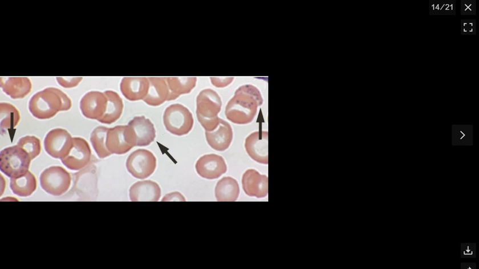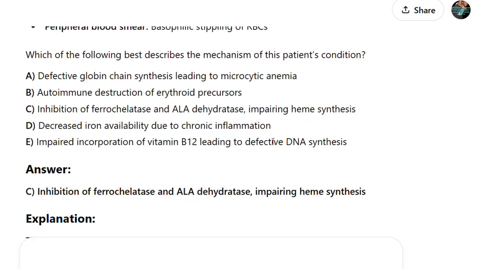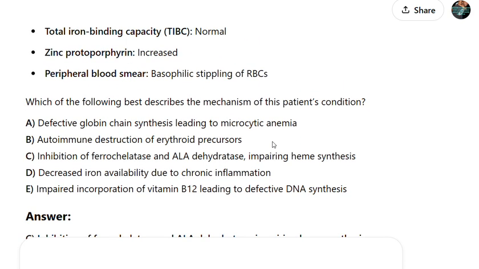Which of the following best describes the mechanism of this patient's condition? A. Defective globin chain synthesis leading to microcytic anemia. B. Autoimmune destruction of erythroid precursors. C. Inhibition of ferrochelatase and ALA dehydratase, impairing heme synthesis. D. Decreased iron availability due to chronic inflammation. E. Impaired incorporation of vitamin B12 leading to defective DNA synthesis.